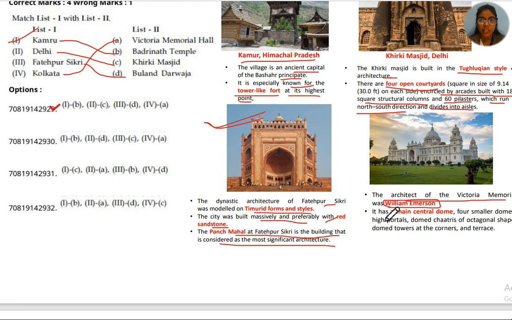Now talking about its architectural elements. It has a main central dome, fine. Four smaller domes on the four sides. High portals, dome chhatris of octagonal shapes. This is talking about these chhatris. Dome towers at the corner and terrace. Towers at the corner and its terrace. So these are some features of the Victoria Memorial, which is in Kolkata.